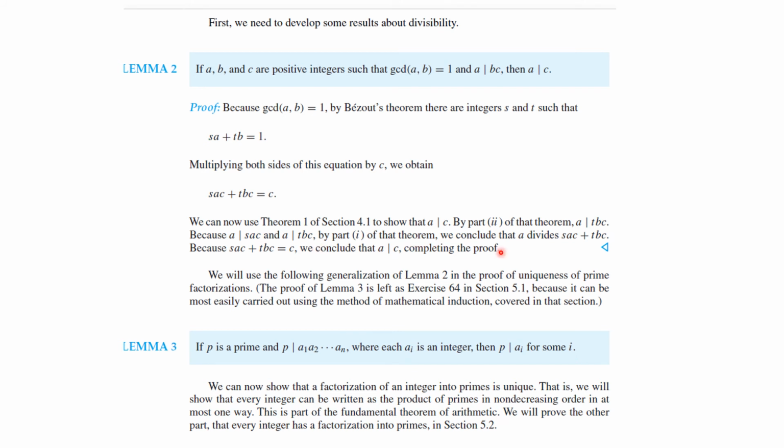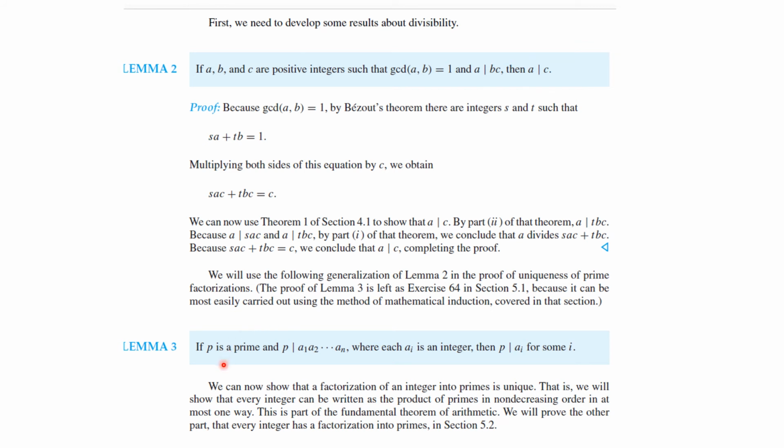By the second part, we conclude that A divides SAC plus TBC, because they both are equal to C. So therefore, we can conclude that A divides C. You may want to look back at the proof of that theorem, or just take the lemma as a given that we can do this. I actually like the words I said better than I like the proof. And then we're going to use the generalization of that lemma later in the uniqueness theorem.